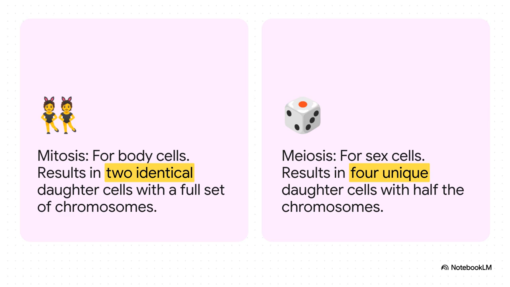Mitosis is basically biology's copy and paste function. It's for growth and repair, and it makes 2 identical daughter cells. But meiosis, that's for reproduction. It shuffles the genetic deck, creates 4 new cells with only half the genetic material, and that ensures all sorts of diversity in the next generation.